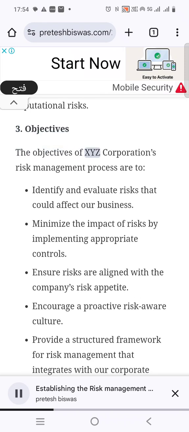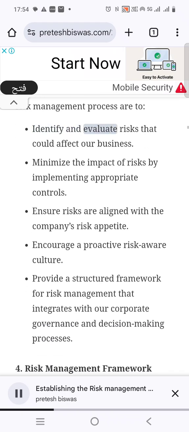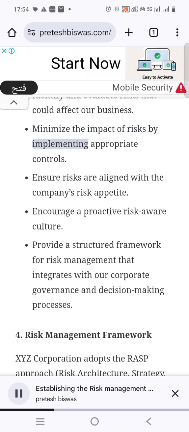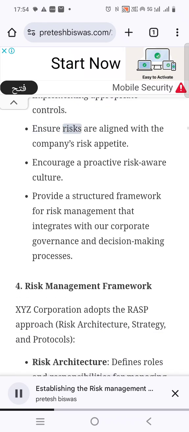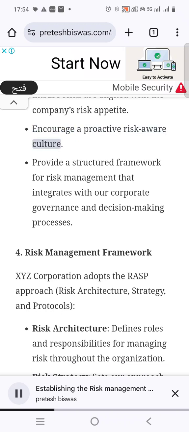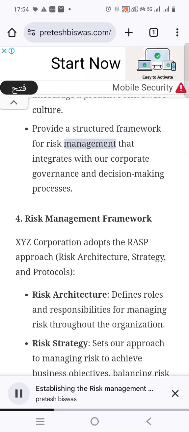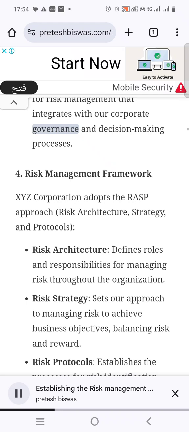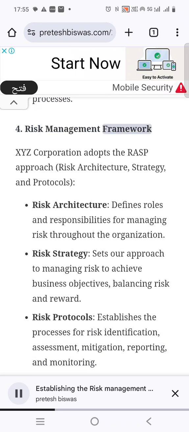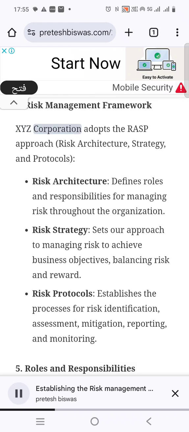3. Objectives. The objectives of XYZ Corporation's risk management process are to identify and evaluate risks that could affect our business, minimize the impact of risks by implementing appropriate controls, ensure risks are aligned with the company's risk appetite, encourage a proactive risk-aware culture, and provide a structured framework for risk management that integrates with our corporate governance and decision-making processes. 4. Risk Management Framework. XYZ Corporation adopts the RASP approach: risk architecture, strategy, and protocols.